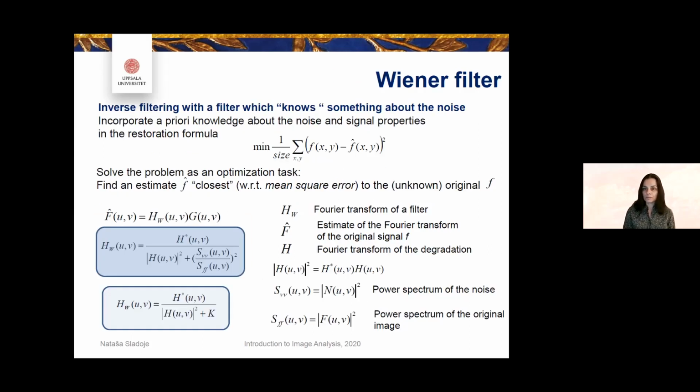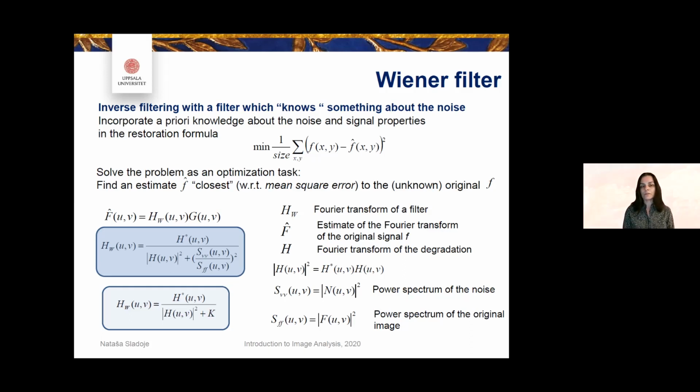Now we know that we can estimate the degradation, so we can estimate our point spread function and go to the Fourier domain and have this function h that we should divide with if we want to perform inverse filtering. But we also know that the direct division with this function h will not really bring very good results due to the problems of division with values that are close to zero.